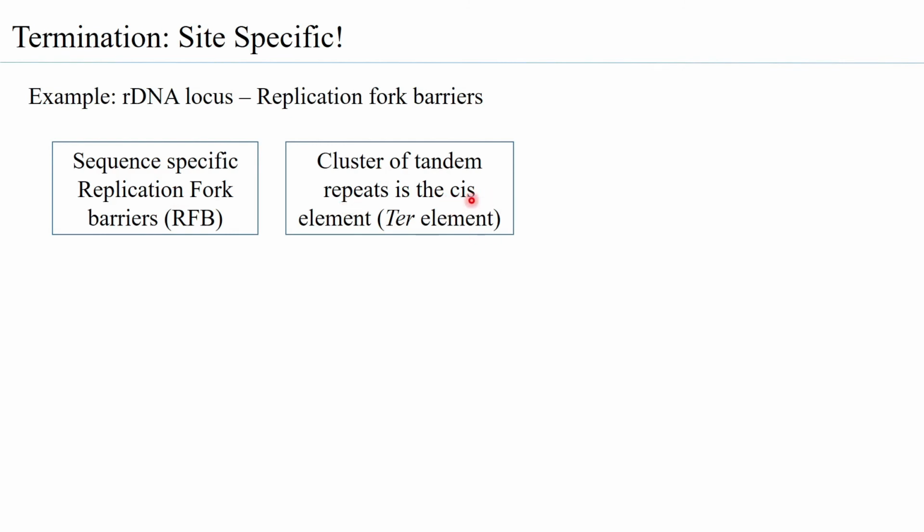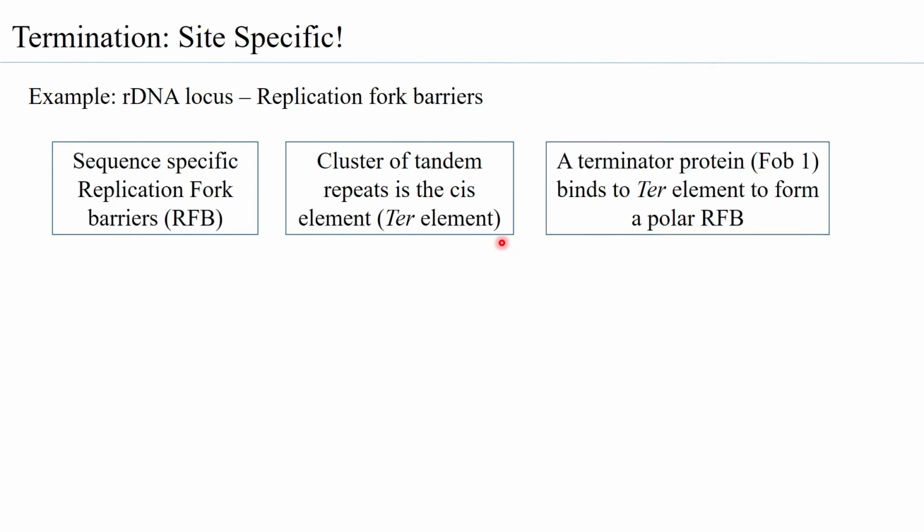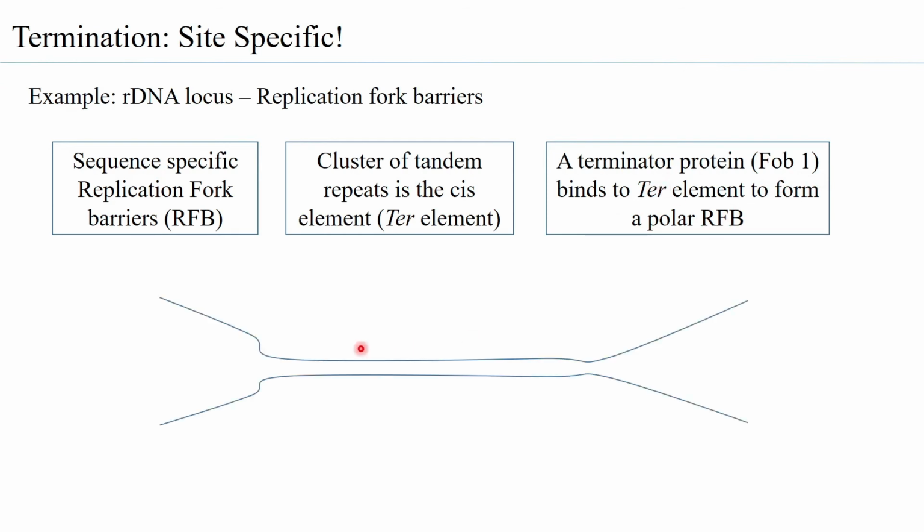So, that forms what is called the cis element, and that is named the Ter element, and these Ter elements are bound by a terminator protein, FOB1. This has been studied especially in the budding yeasts, and this FOB1 can bind to the Ter element to form what is called a polar replication fork barrier. So therefore, effectively what is understood is, suppose this is one replication fork coming in and this is the other replication fork coming in, and this is the convergence zone where the termination is to happen.